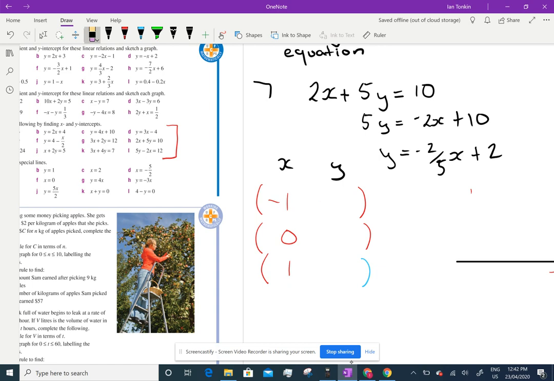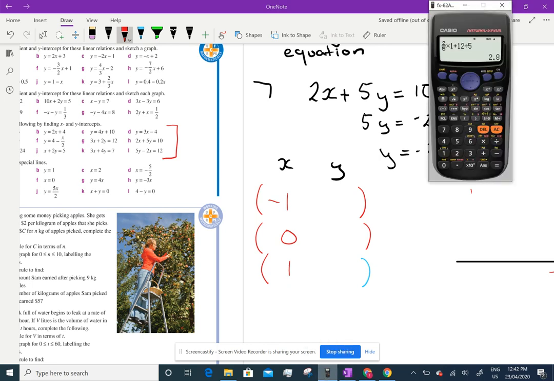I keep my same 3 points. You can choose other ones if you want. In fact, it'd probably be good to choose -5, 0 and 5, because then you'll get rid of the fractions. But I'm going to keep it as -1, 0 and 1. And because I'm going to do a difficult calculation, I'm going to use my calculator. So I've got -2/5 times -1 plus 2.